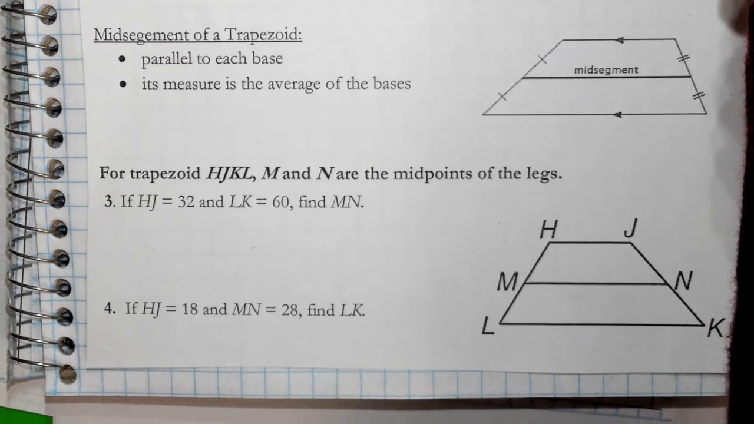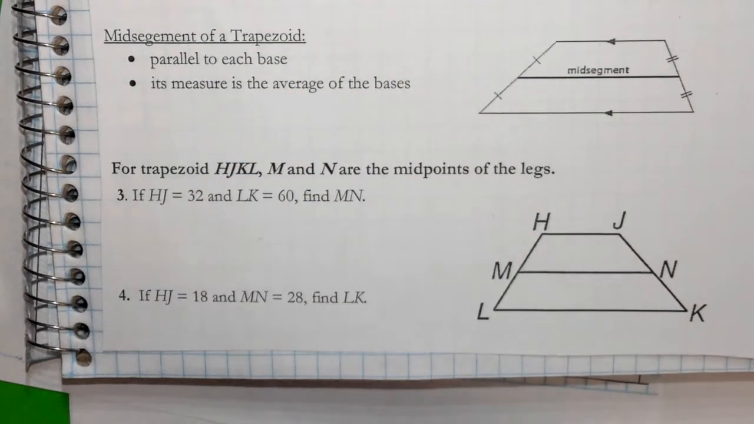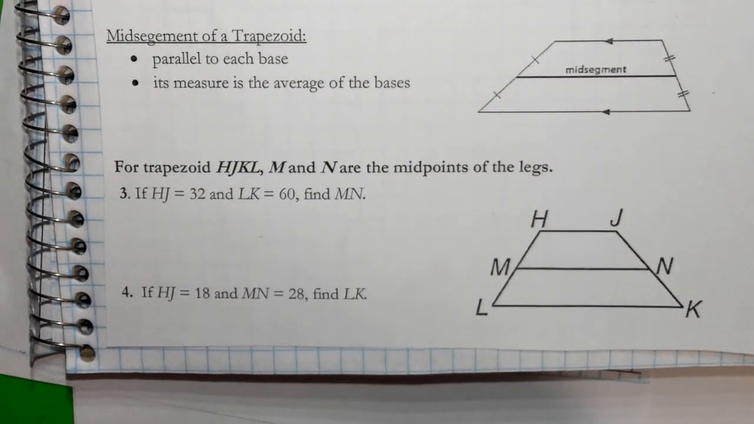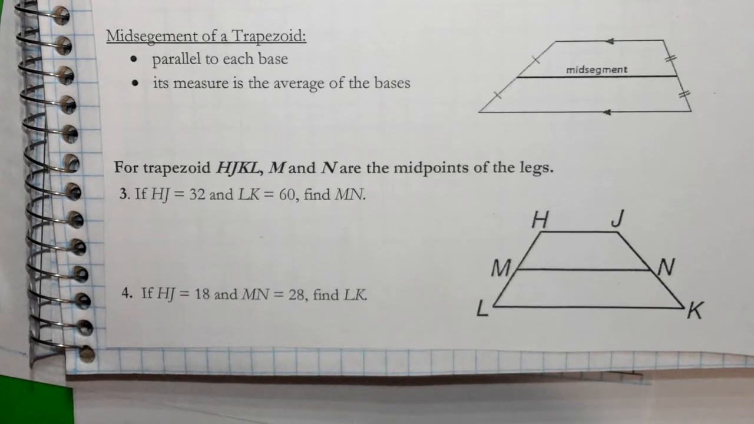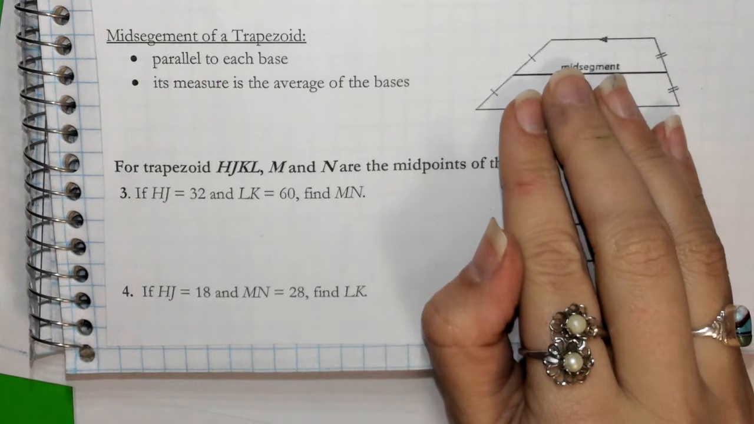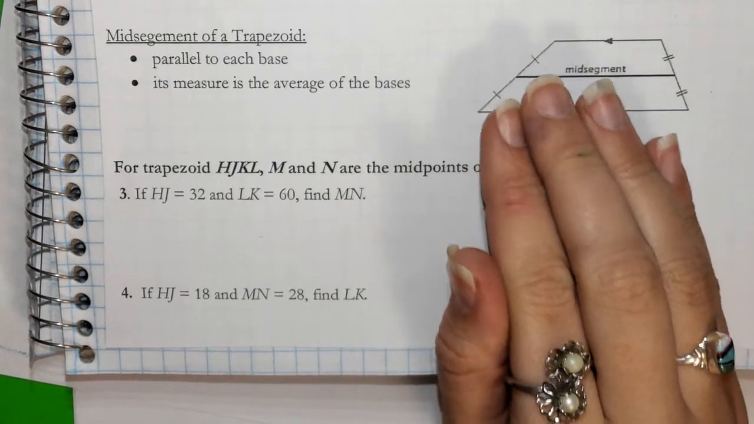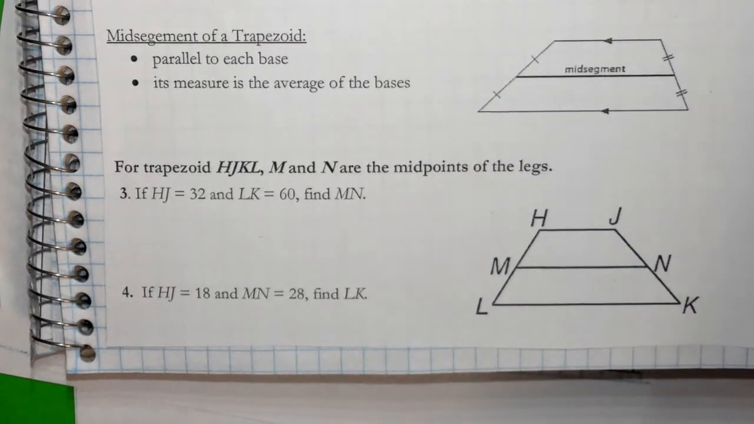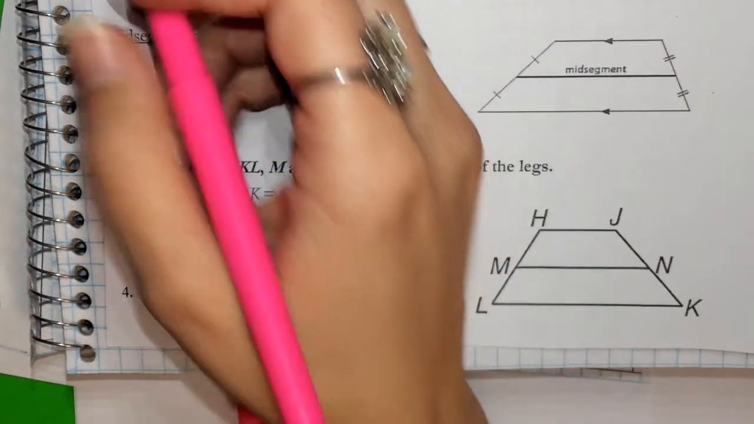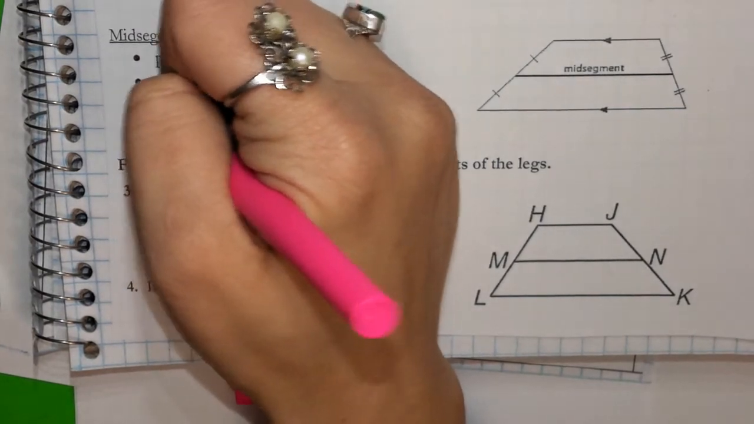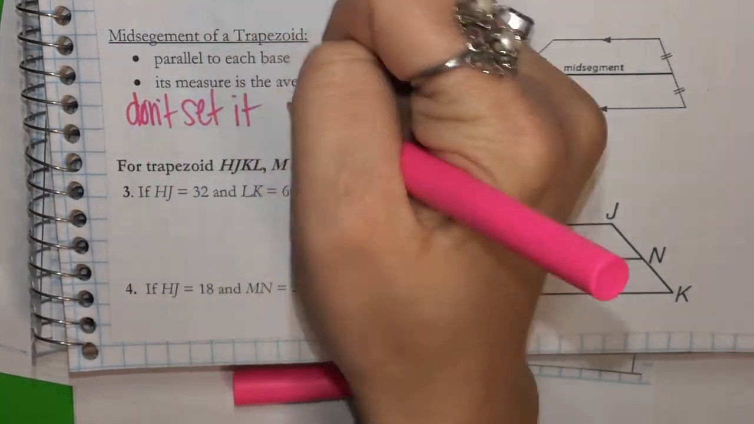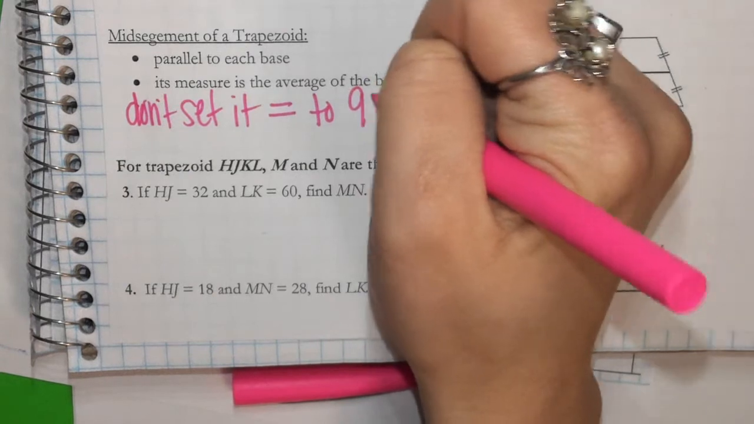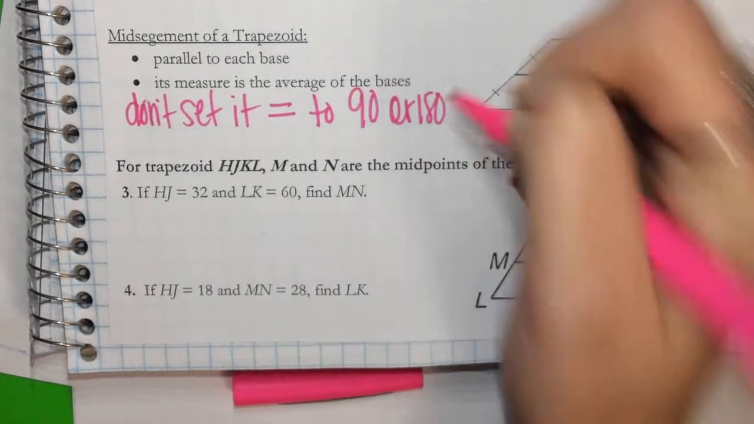Stop. Okay, now let's look at mid-segments of trapezoids. Now, a mid-segment is not an angle. So what are we not ever going to set it equal to? In this part, when it talks about mid-segments, do not set it equal to 90 or 180. Does everybody understand? I think we should write that down. Don't set it equal to 90 or 180.